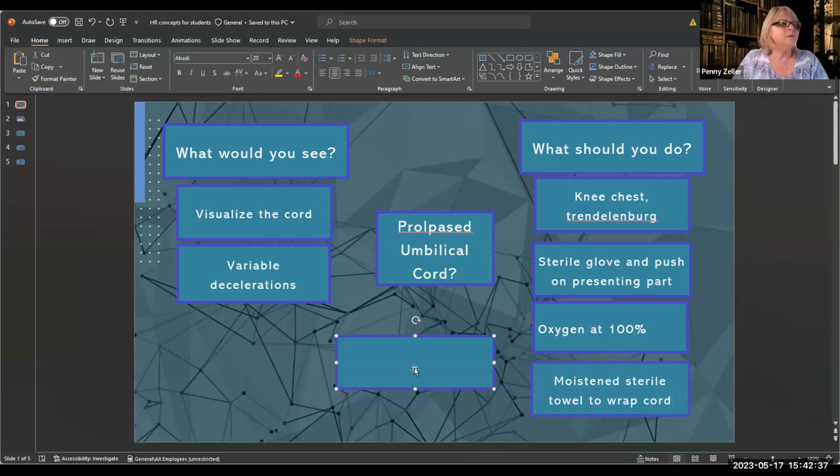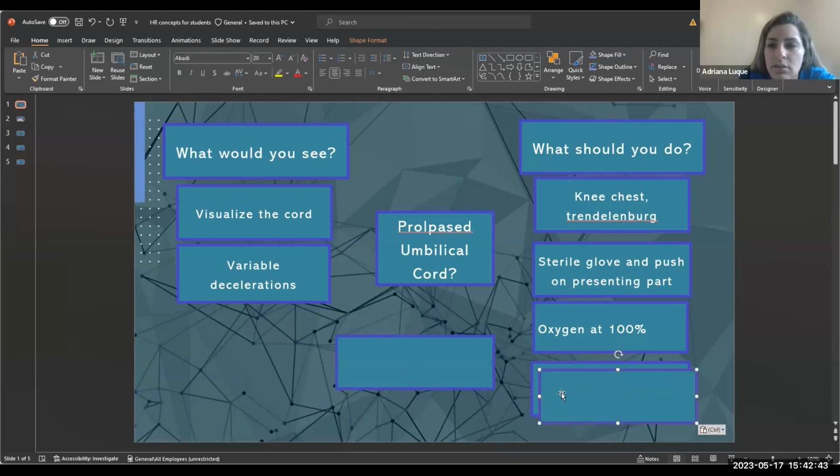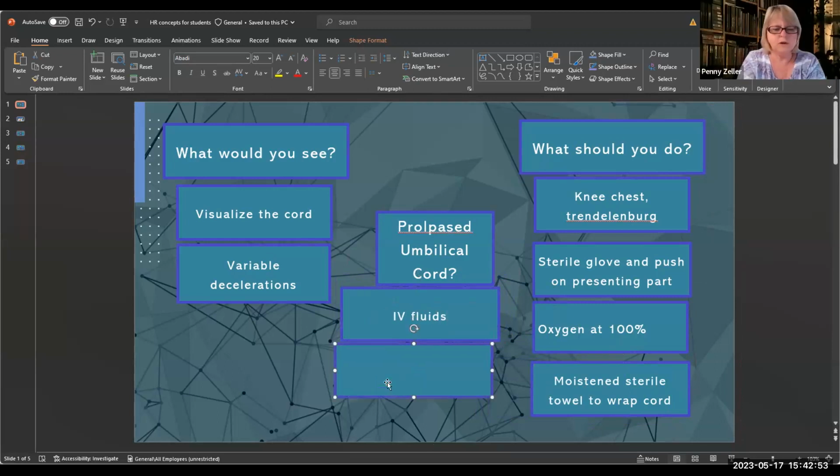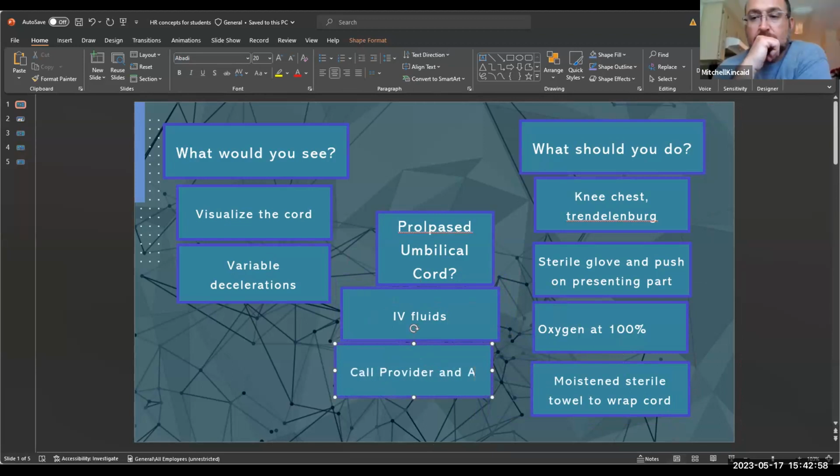Okay. What else? Prepare the patient for a C-section. Give IV fluids. Prepare for a C-section, so we have to call the provider, right? Yes. And anesthesia.